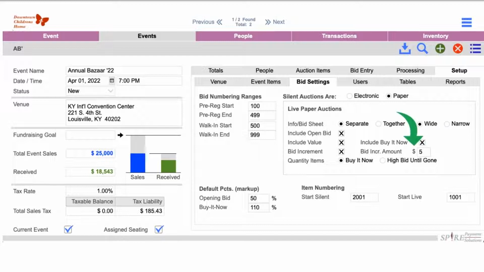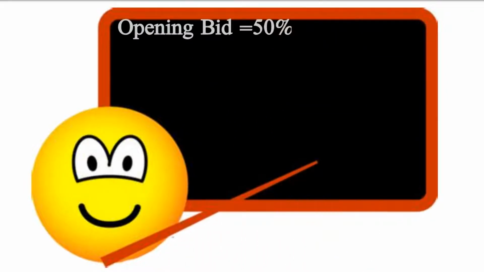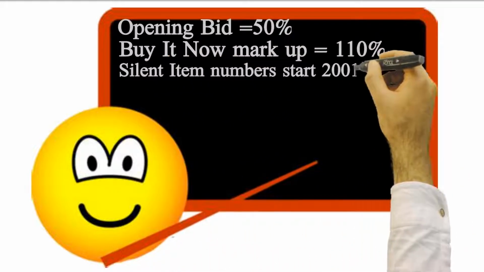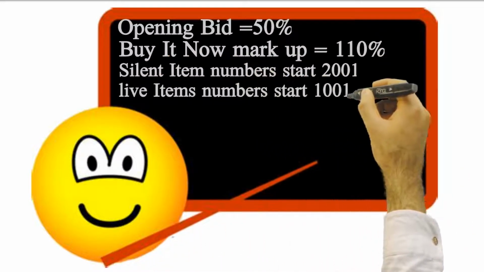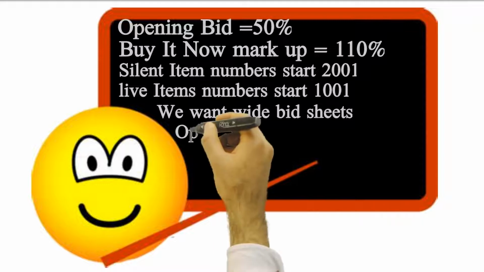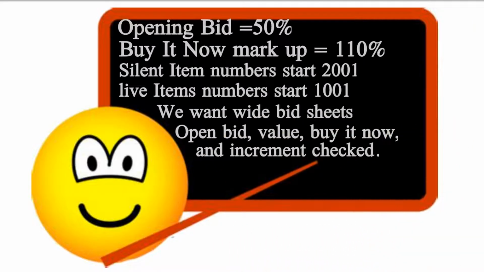Next, we will review the event bid settings in more detail. For this learning exercise, we will set the following event fields and values. Opening bid will be set at 50%. Buy It Now will be set at 110% of value. Silent item numbers will start at 2001. Live auction items will start at 1001. We want separate info sheets and a wide bid sheet. We also want the opening bid amount, value, Buy It Now and bid increment selected. Here is what the event setting will look like.